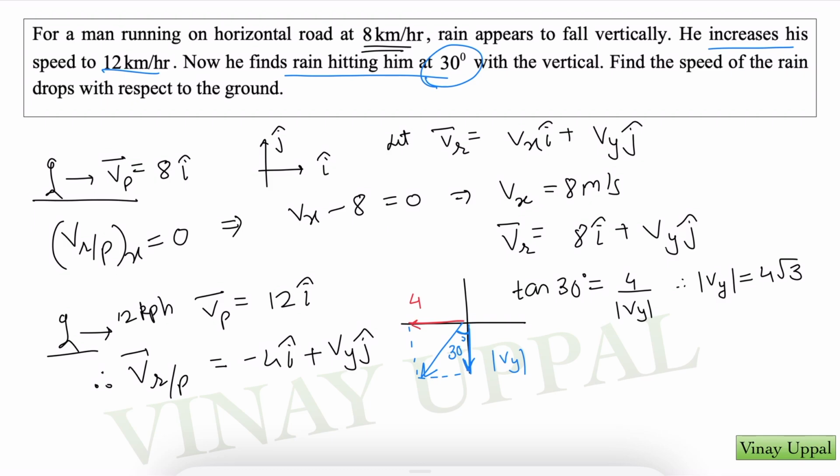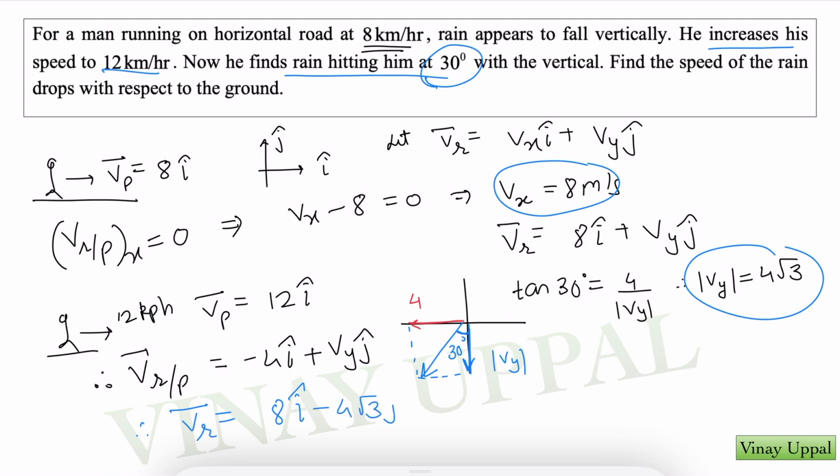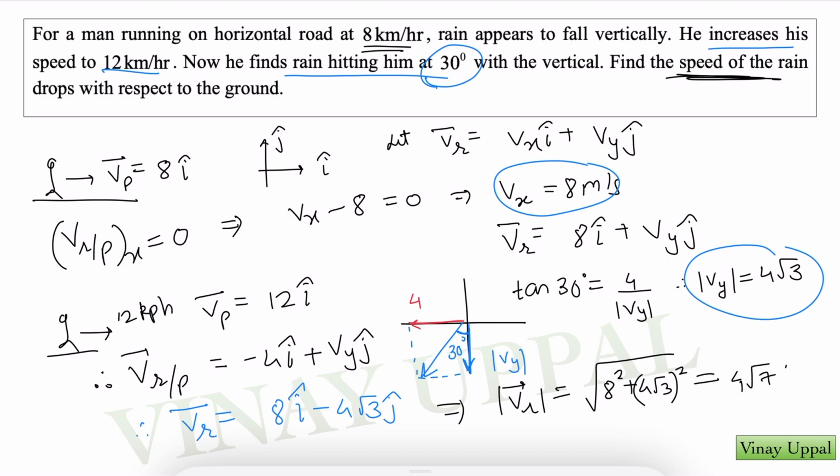And I know Vy is negative, so basically I get my entire rain vector in the ground frame. I know the x component is 8, I know the y component is minus 4 root 3. So 8 i cap minus 4 root 3 j cap. Now what are they asking us? They are asking the speed of the rain with respect to the ground. So just the magnitude of this. So the speed of the rain is going to be square root of 8 squared plus 4 root 3 squared, 4 root 7 kph. So that's my speed of the rain.